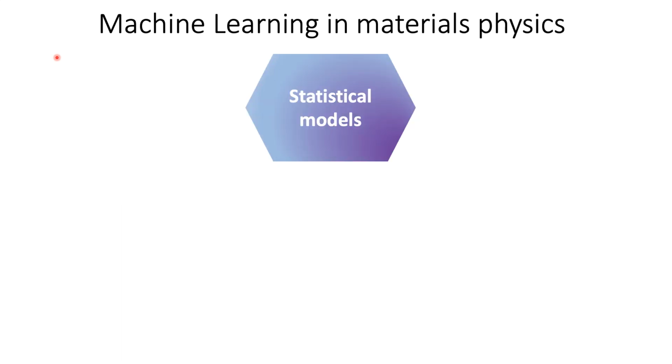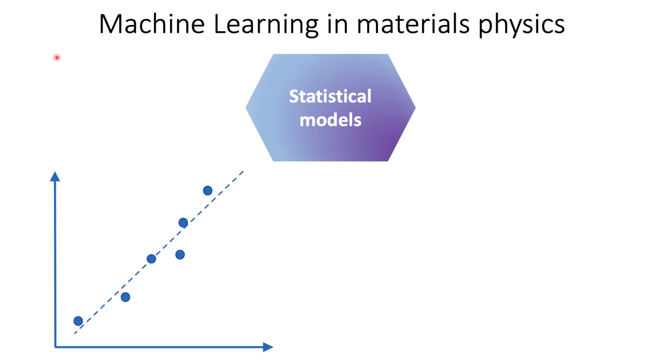Next are the statistical models, which are also extremely important. There are some that are quite familiar to you, such as linear regression, where the machine learning involves learning m, the slope, and c, the y-intercept.